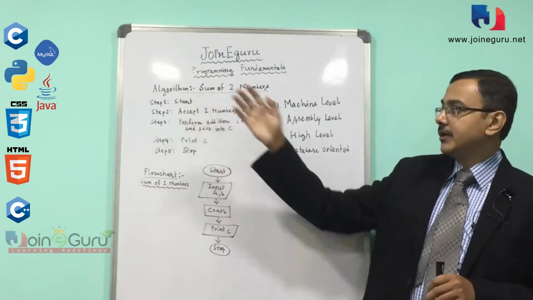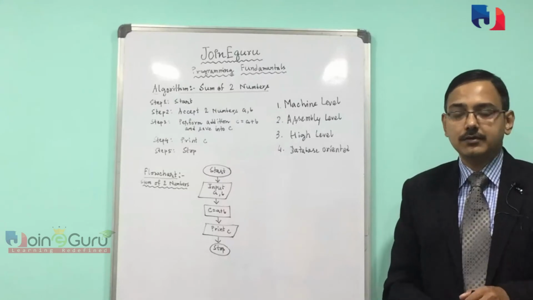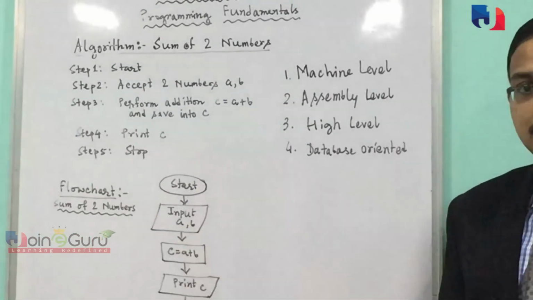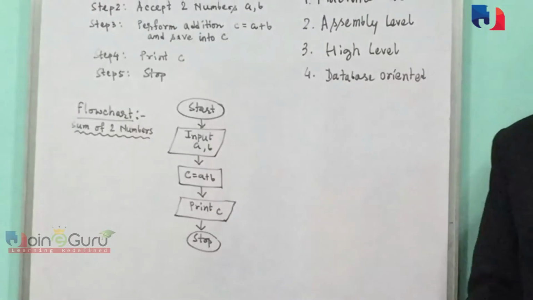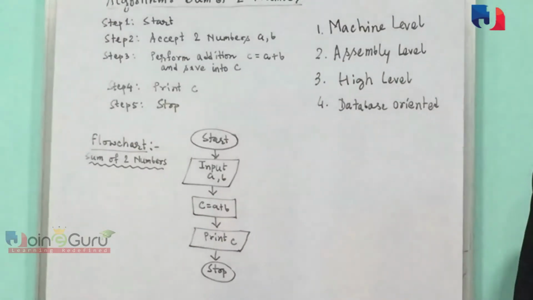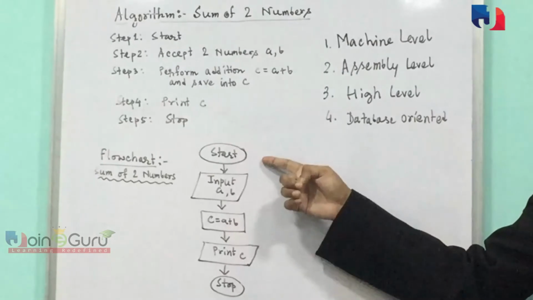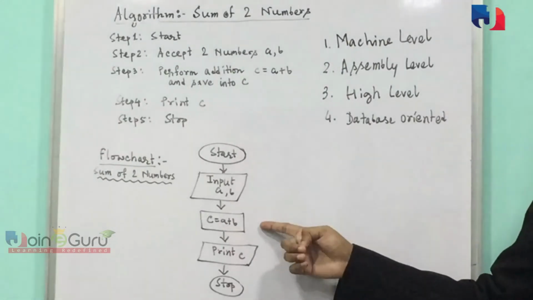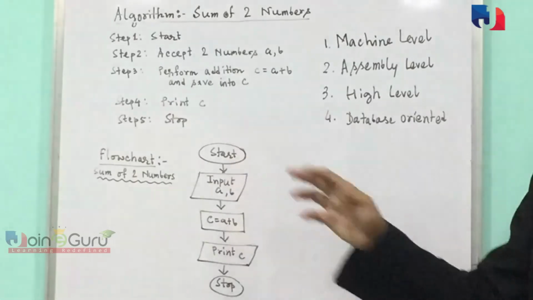Now how can we write down the pictorial representation of this algorithm? To write down the pictorial representation we can use the flowchart. To write any flowchart we can use different symbols just like oval, parallelogram, rectangle and also arrowheads.